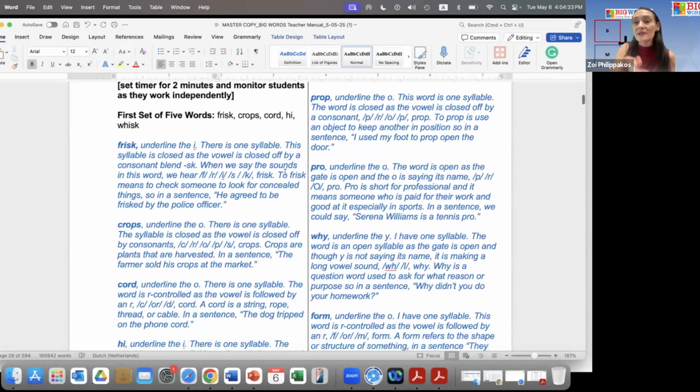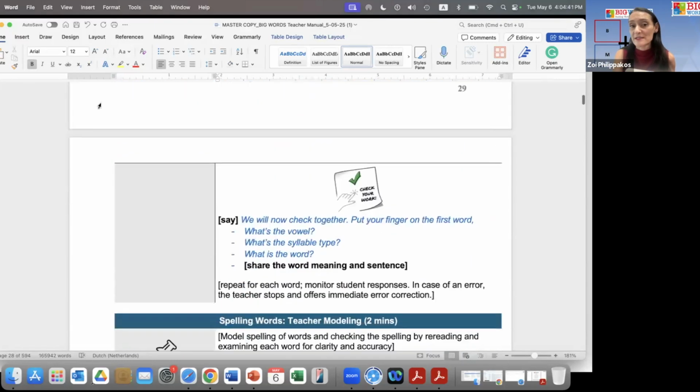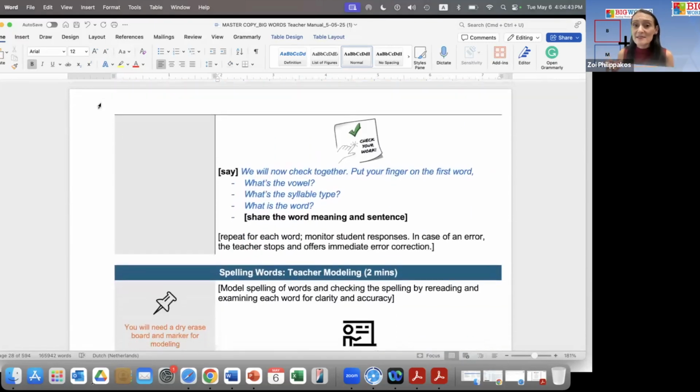And then the teacher gives them the words. They are in the student book that they have, and then the students underline the task. After, the teacher reviews the task with the students. So the teacher says, we will now check together. Put your finger on the first word. What's the vowel? The students need to say I. What's the syllable type? Closed. What's the word? Frisk. And that's why you're going through it with the entire group as a group.